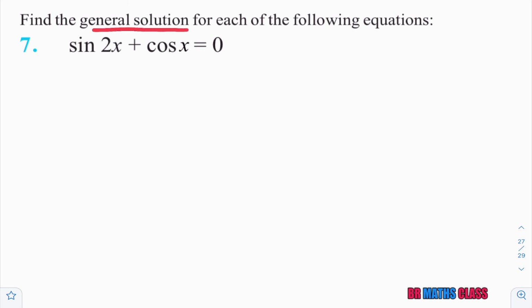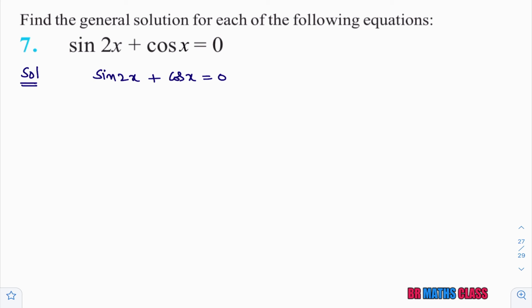General solution for the equation sin 2x plus cos x equal to 0. We need to find the general solution for this equation. You observe here, this is in terms of sine, this is in terms of cos. You cannot use a formula like sin c plus cos d. We don't have any such formula. So what I'll do here, we know the formula for sin 2x. First I'll write the given equation. What is the given trigonometric equation? Sin 2x plus cos x equal to 0.